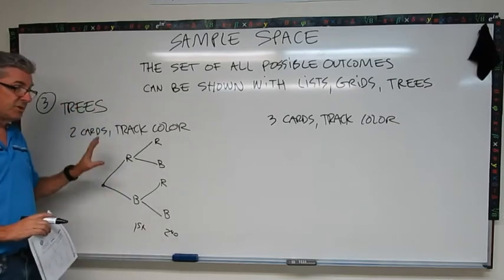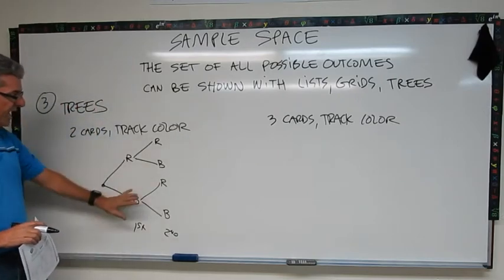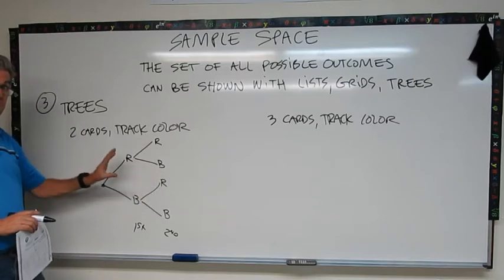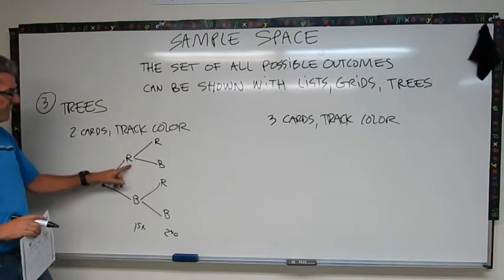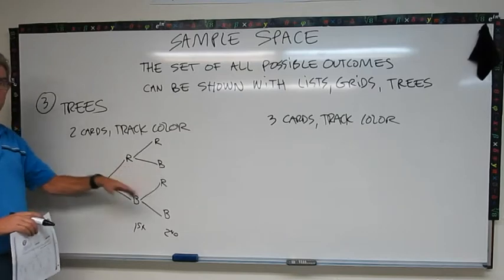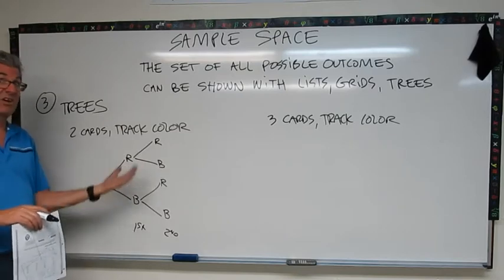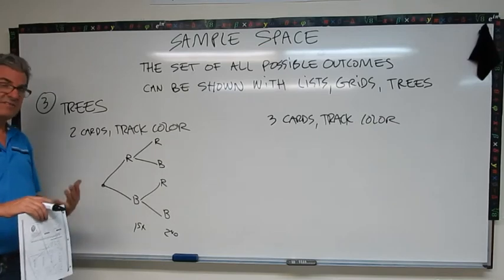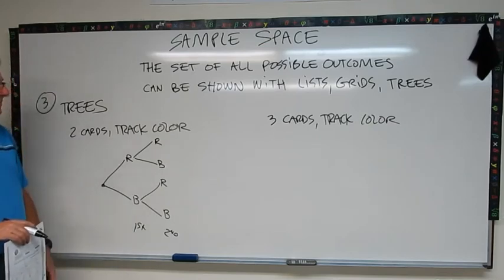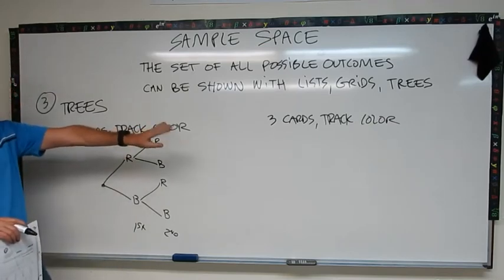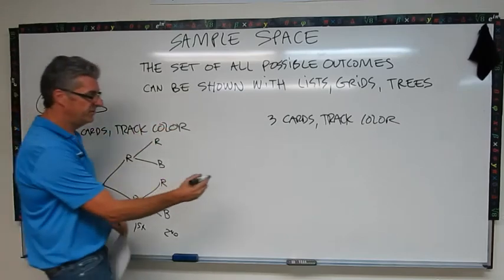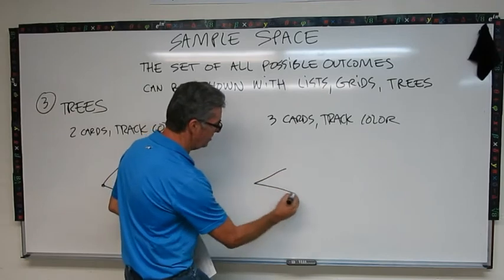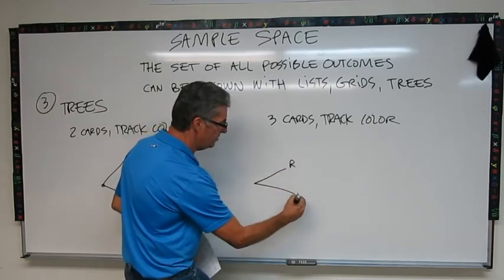Now as we start doing more calculations with trees, we're going to add some information to this diagram that's going to make it very easy for us to calculate probabilities of things like, what are the chances of getting a red first and a black second? Or what are the chances of getting a black second regardless of the first card? Things like that. It gets more complex. So let's do a tree for three cards, tracking the color just like this one, but we're going to do it for three draws. So our start is going to be like it was before, red possible or black.